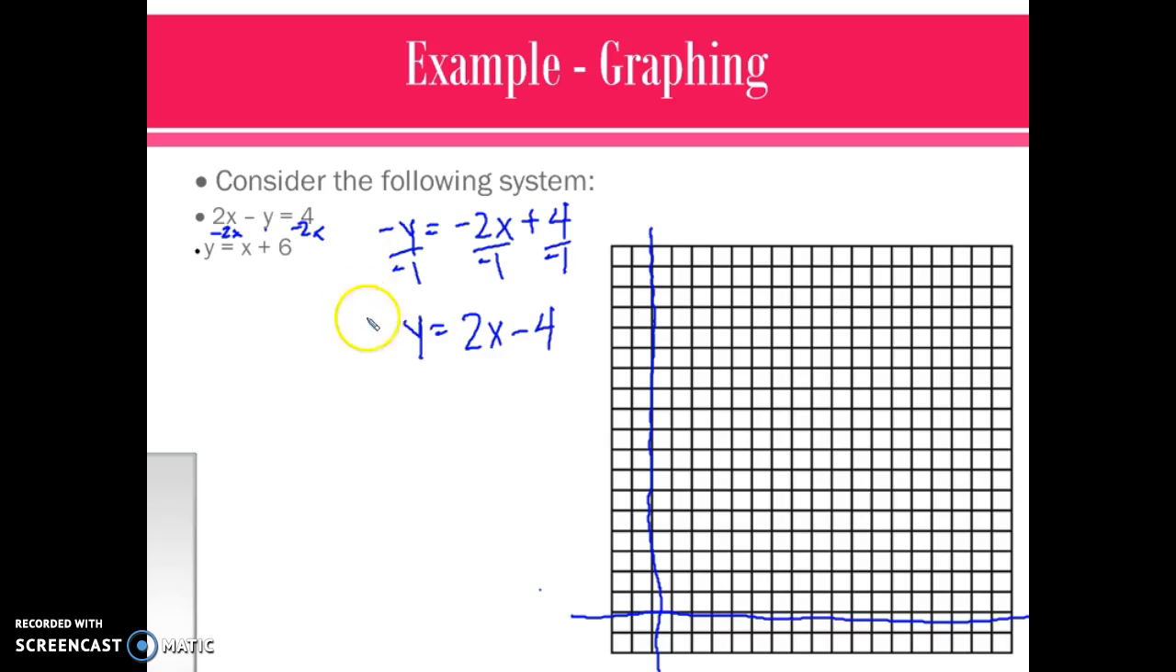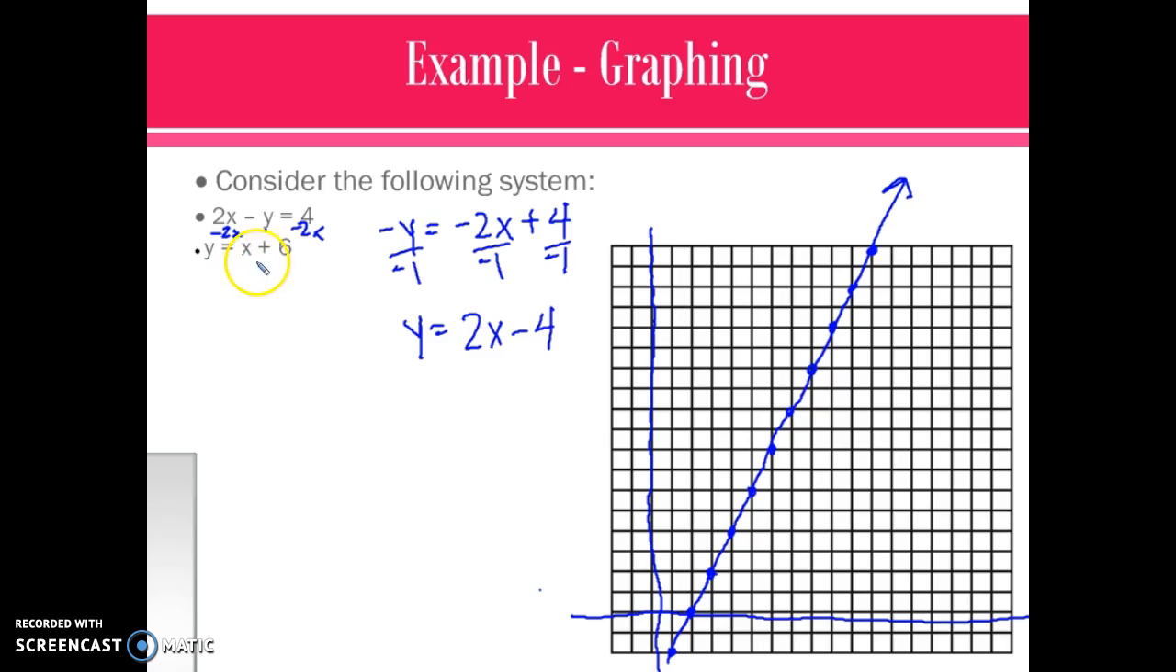So to graph the first one, I'm going to go down to negative 4, which is off my page here. And then I'm going to go up 2, right 1. So it's going to put me here. Up 2, right 1. And remember, for your first equation, fill in your entire grid. That way it's easy to see as soon as your second equation crosses. So there's my first line.